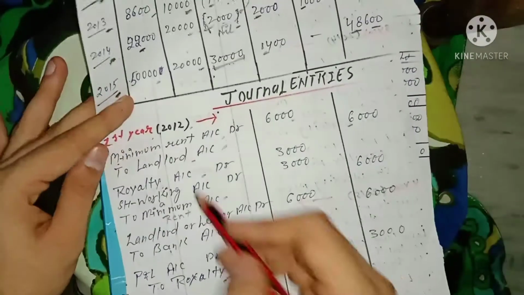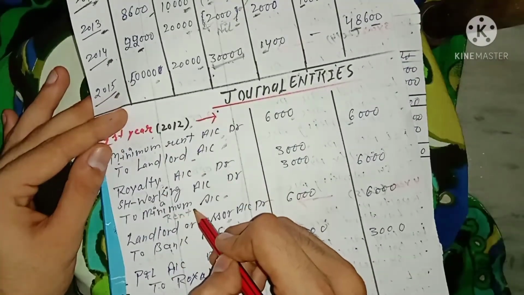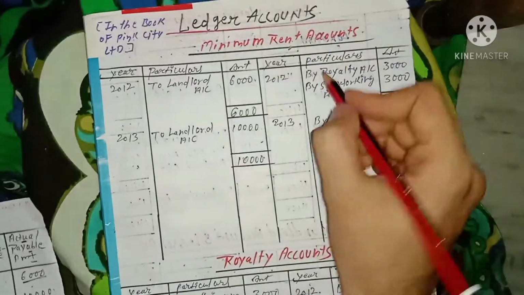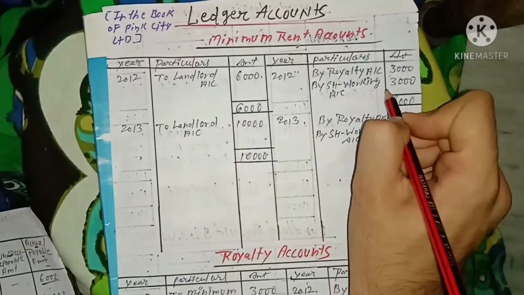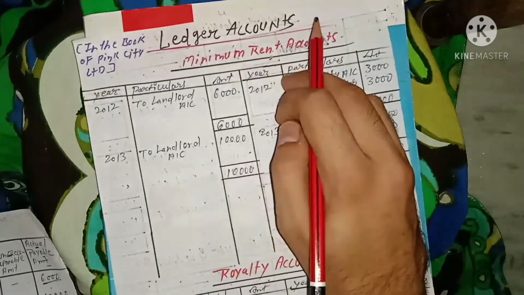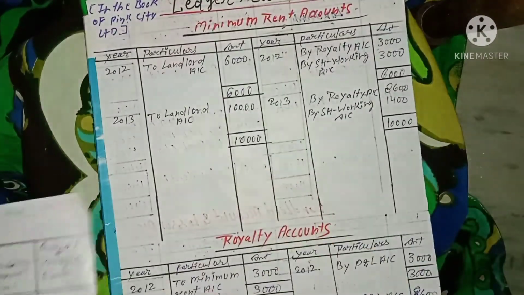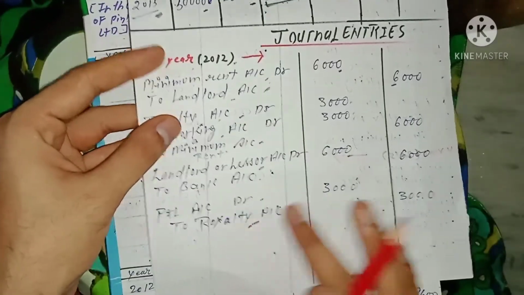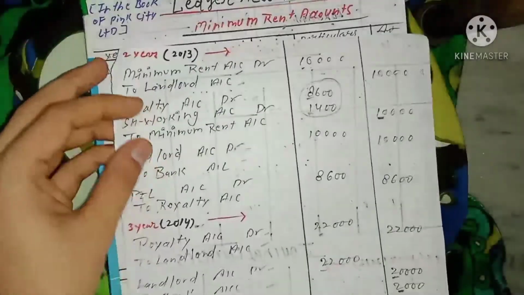Okay, and royalty and short working account is debited 3,000 and 3,000, and here you can see 3,000 in the year of 2012. And again, here you can see nothing is regarding the minimum rent account, so I'm going to skip it.